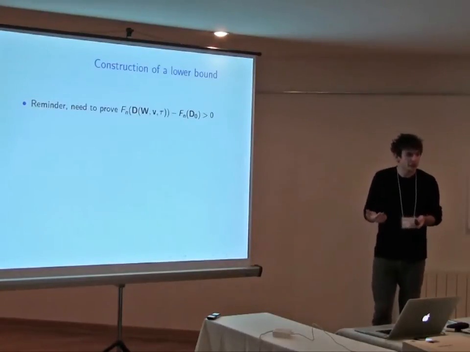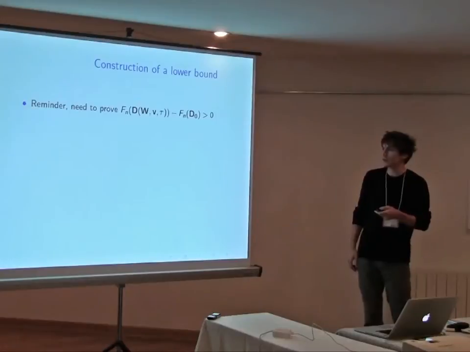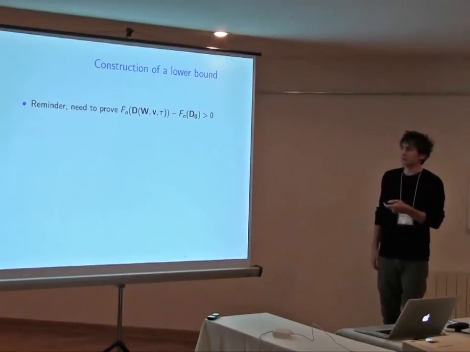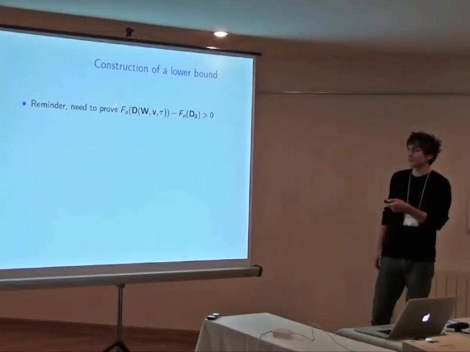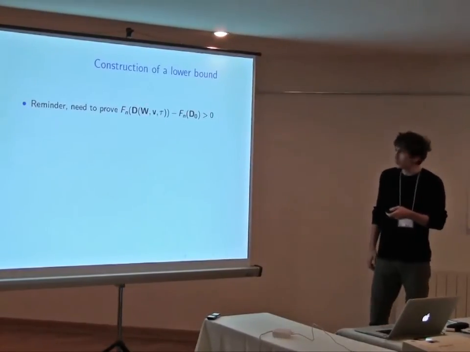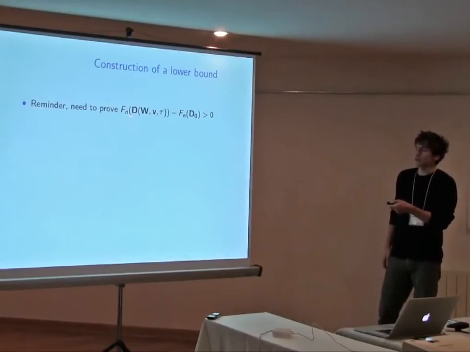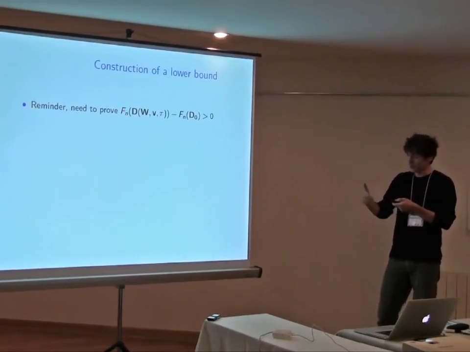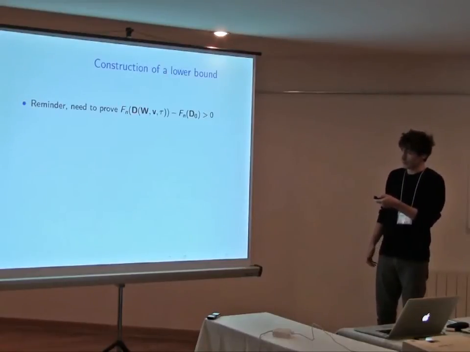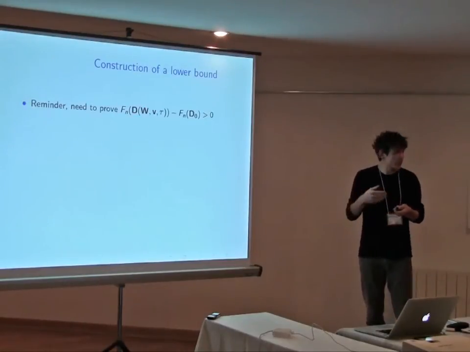To the initial goal we had. So just remember that to prove that there exists a local minima, it's sufficient to prove this inequality for all directions. And since it is complicated to work directly on the function f of n, what we will do is construct a lower bound on this difference and show that the lower bound is itself strictly positive.